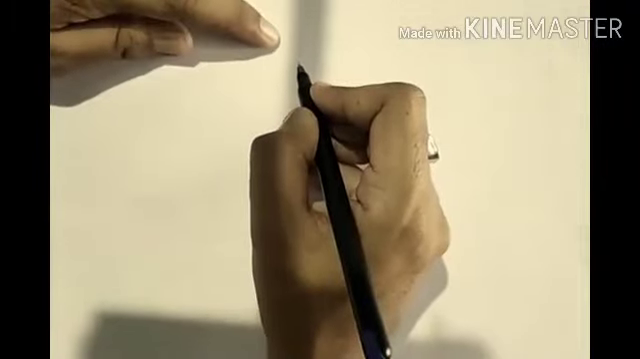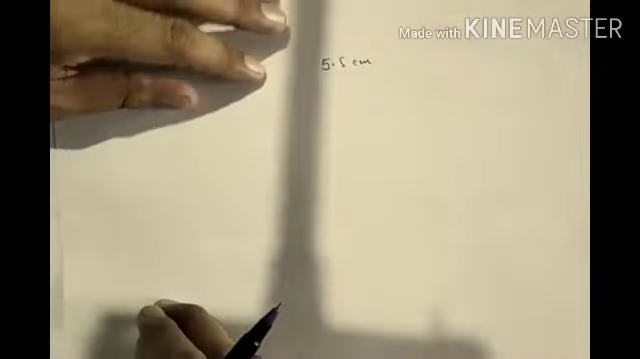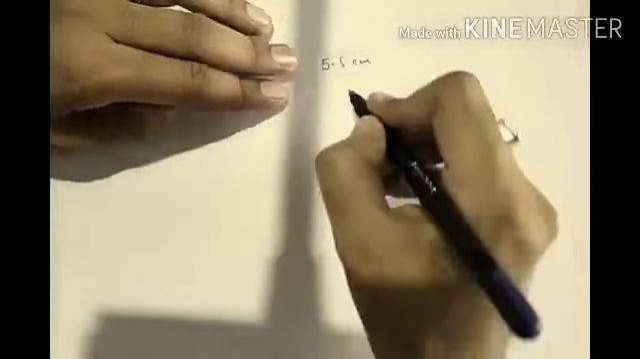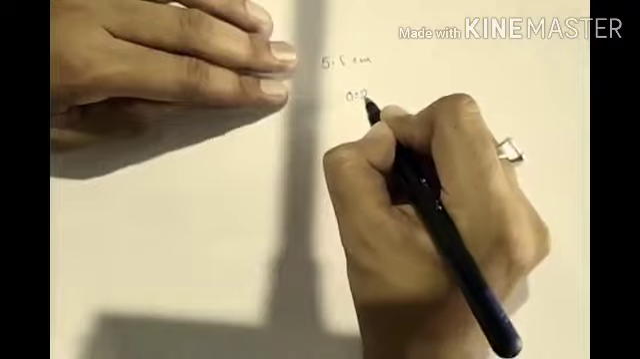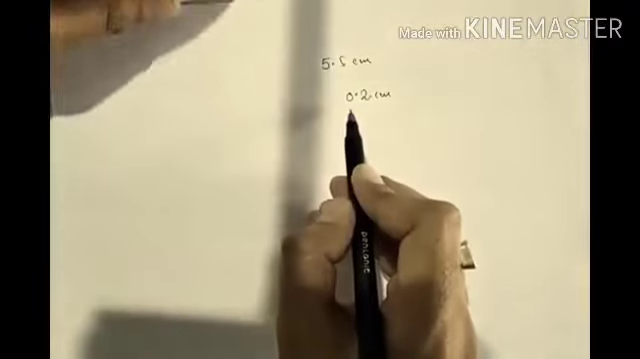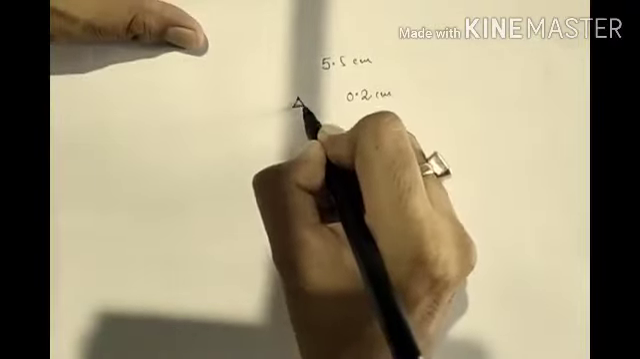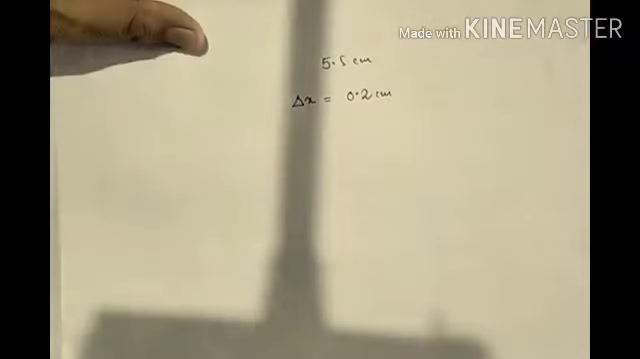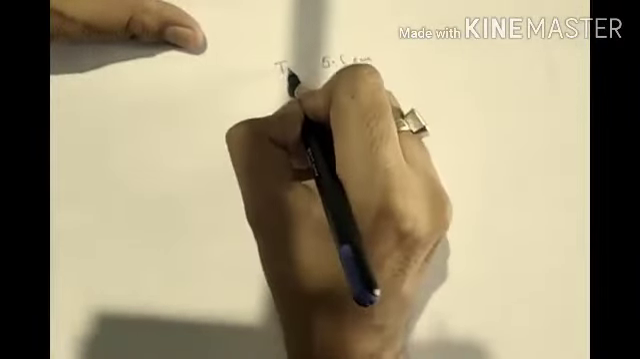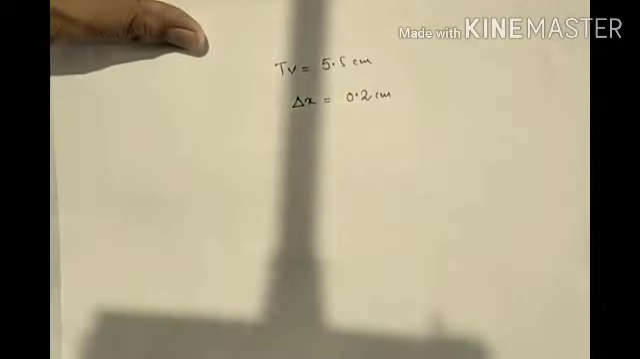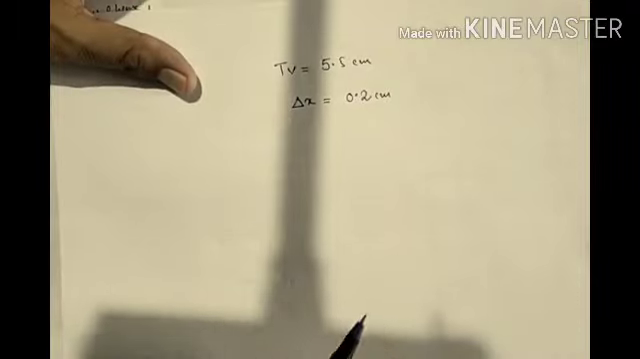Before I write the expression, let me explain. Suppose the length of the pen, the true value, is 5.5 centimeter, and the amount of error, delta x, the best possible error, is 0.2 centimeter. And the true value, that is the average of all your measurements, is 5.5. Then how will you express the result? That is very, very important.